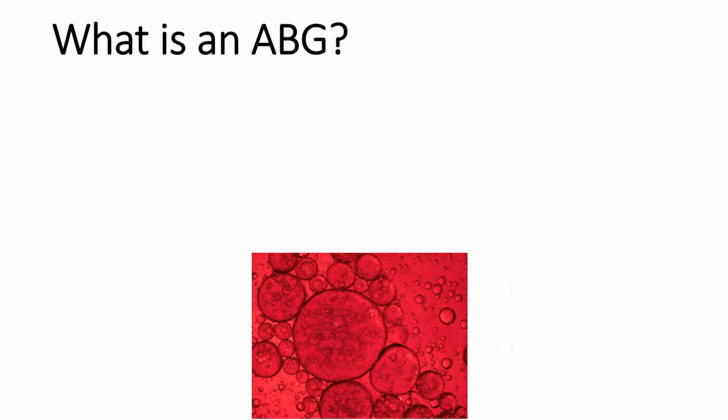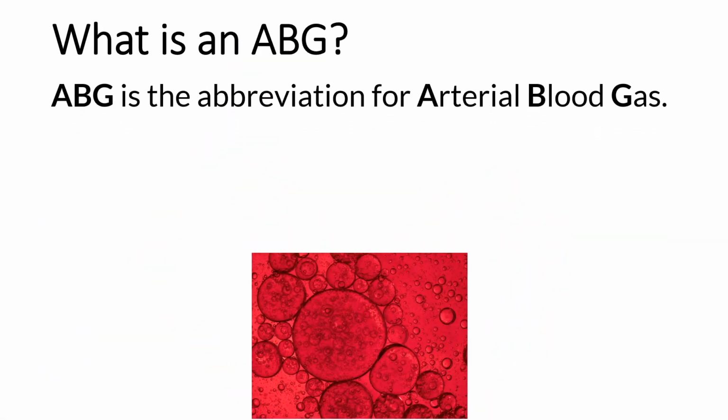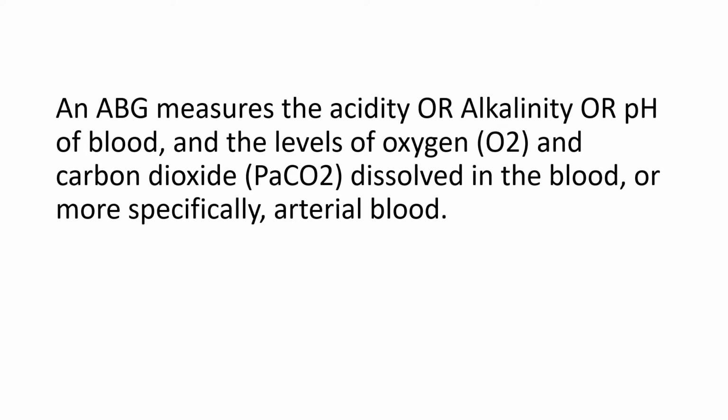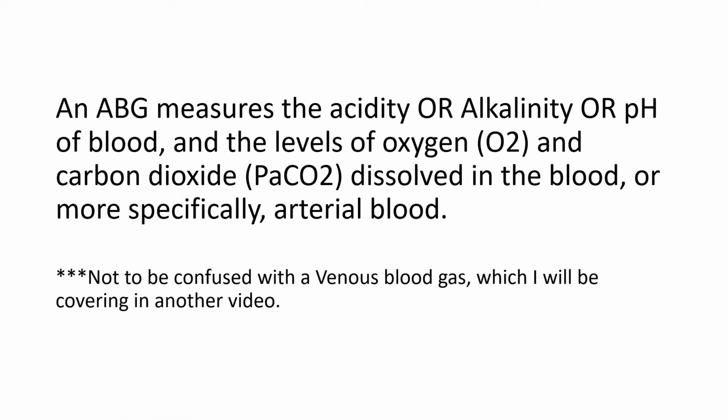So what is an ABG? An ABG is the abbreviation for arterial blood gas. An arterial blood gas, or ABG, is an arterial blood test that is obtained from an artery that measures the amounts of arterial gases such as oxygen and carbon dioxide within the blood. An ABG measures the acidity or alkalinity, or pH, of blood and the levels of oxygen, or O2, and the carbon dioxide, or PaCO2, dissolved in the blood, or more specifically, arterial blood. Not to be confused with the venous blood gas, which I will be covering in another video.